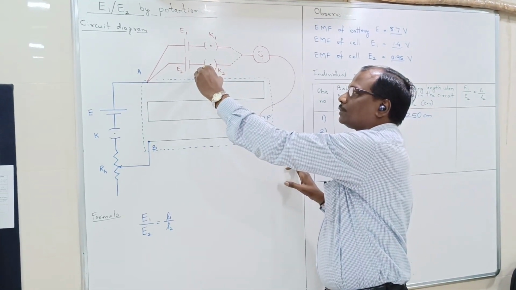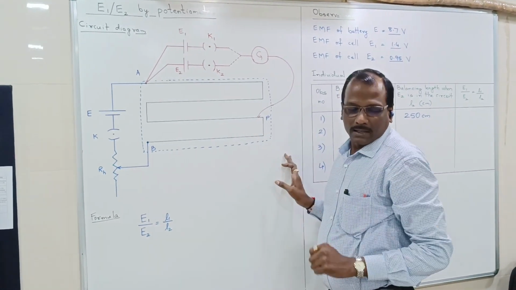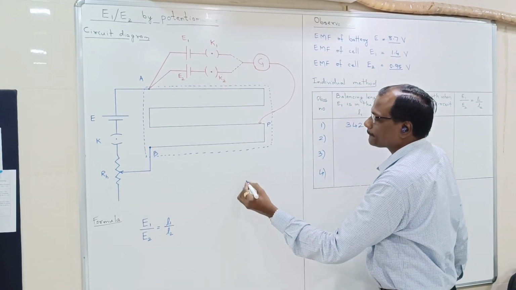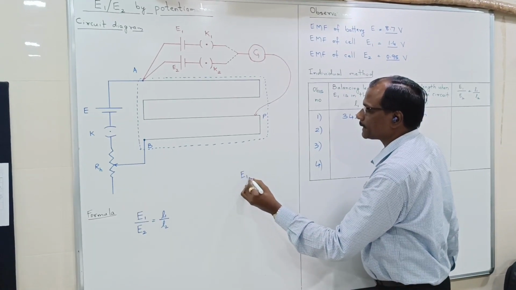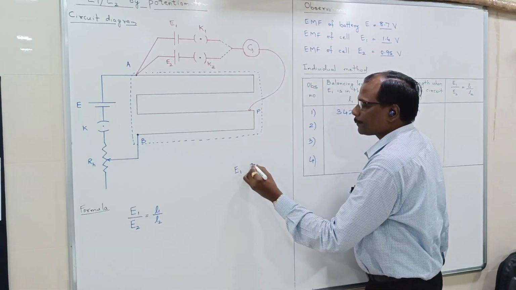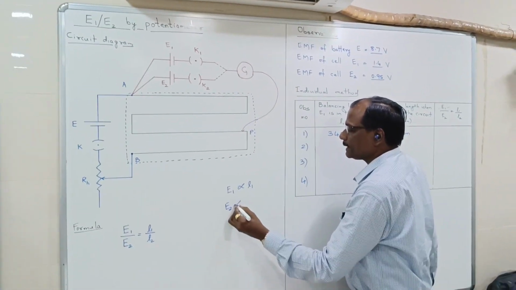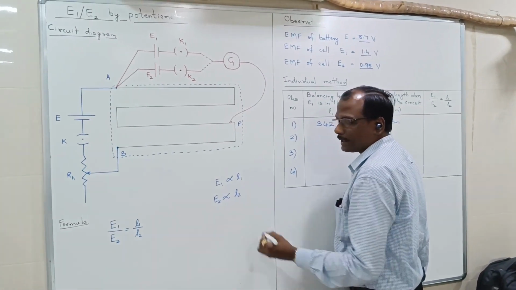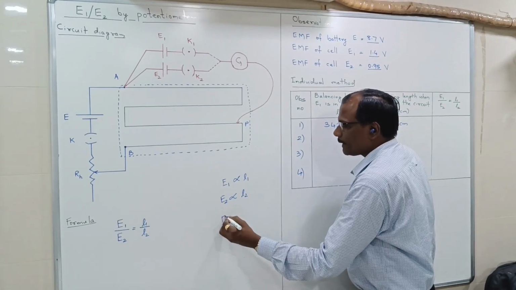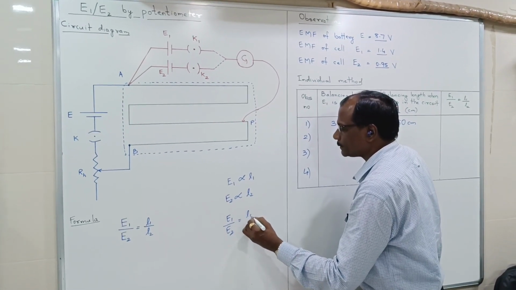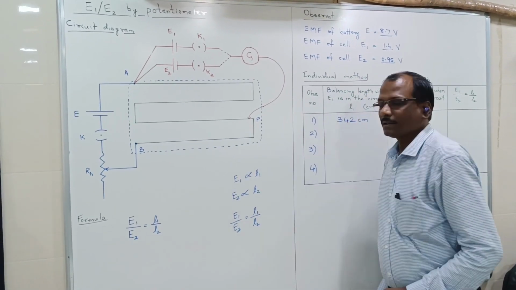In the same way for E2 also we find the balancing length. In theory you might have studied that E1 is proportional to the first length L1, for the second cell E2 is proportional to L2, and when you divide these, E1 by E2 is equal to L1 by L2. This is what we want to verify by experiment.